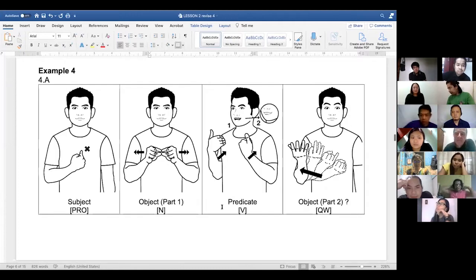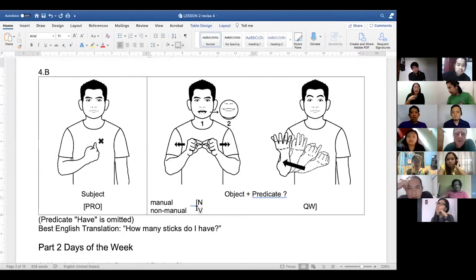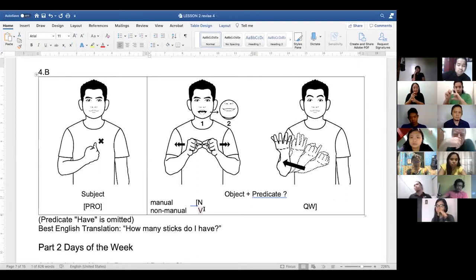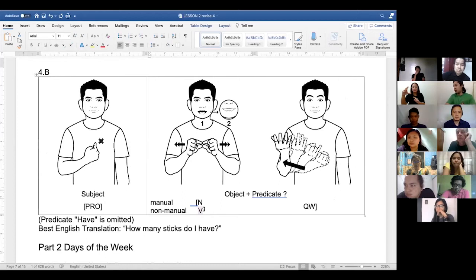Okay, so in 3B you have numeral and then noun. So here, yeah, okay, right. That's it. Yeah, you should put a big bracket. Put a bracket on the, yeah, right there, yeah.